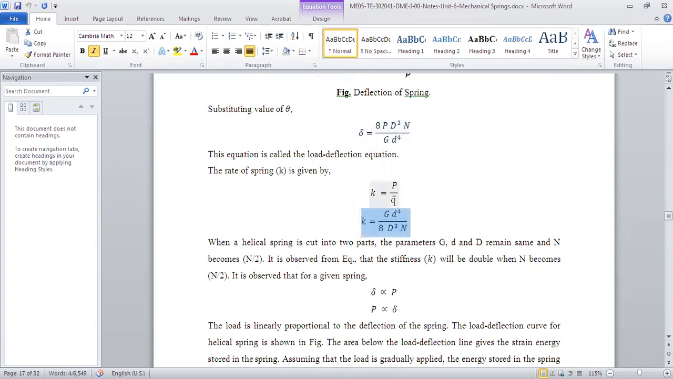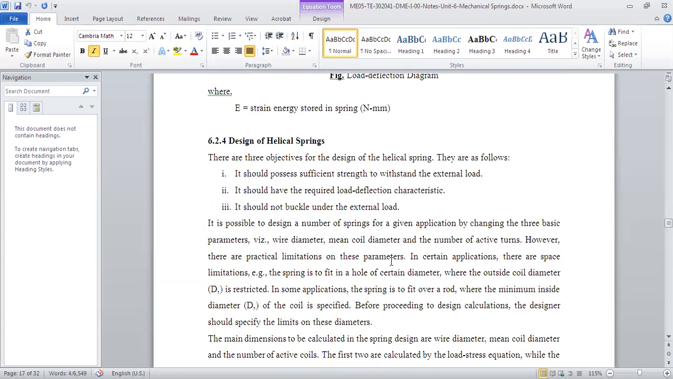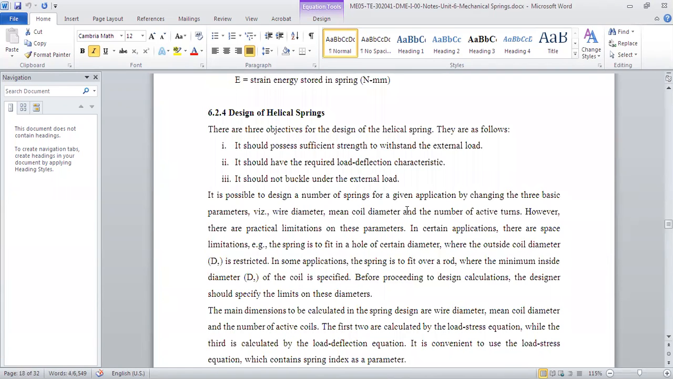Then if we have to find the stiffness of the spring, then stiffness K is equal to P upon delta. So if we cancel, we'll get G d raised to 4 upon 8 D cube N. Okay, so we have seen all these, and today we will go through the design of the spring, and we'll take a numerical.